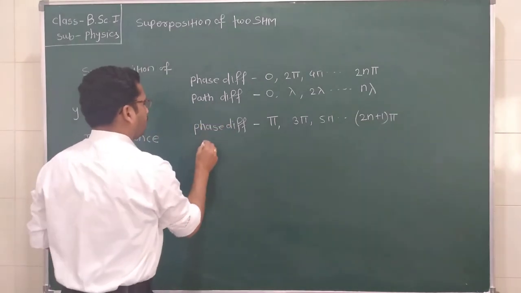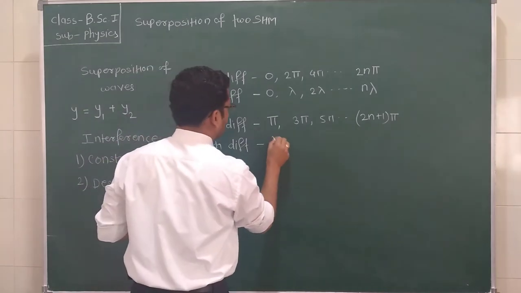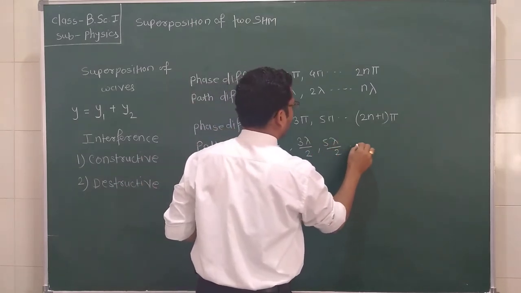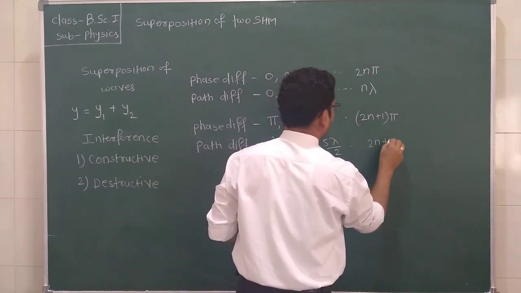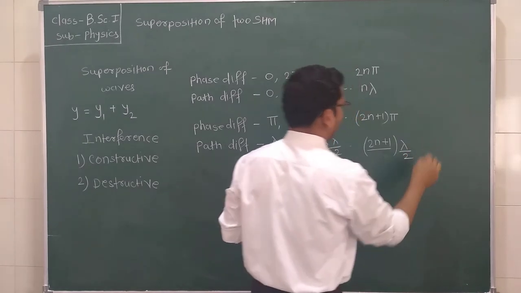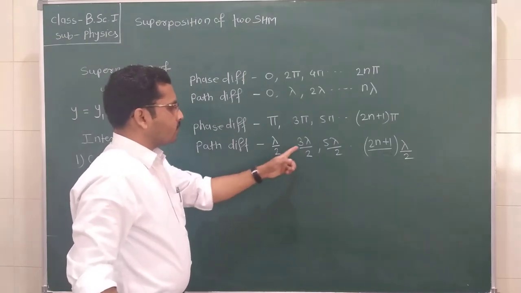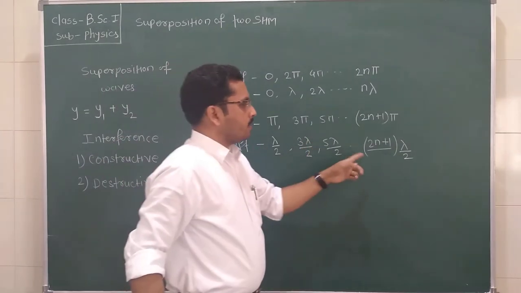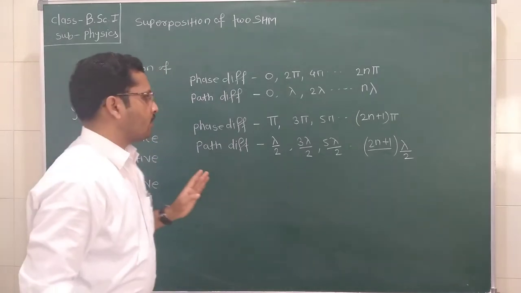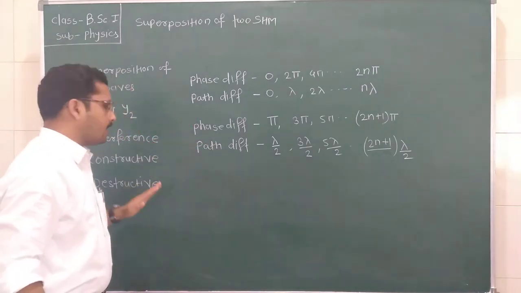Now, if the path difference is lambda by 2, 3 lambda by 2, 5 lambda by 2, or (2n plus 1) into lambda by 2, that is, an odd multiple of lambda by 2, then destructive interference is produced. So this is nothing but the conditions for the formation of constructive interference and destructive interference.